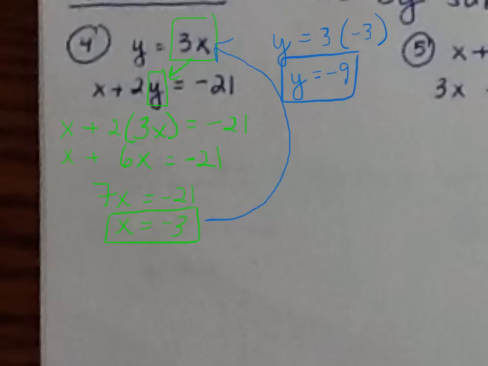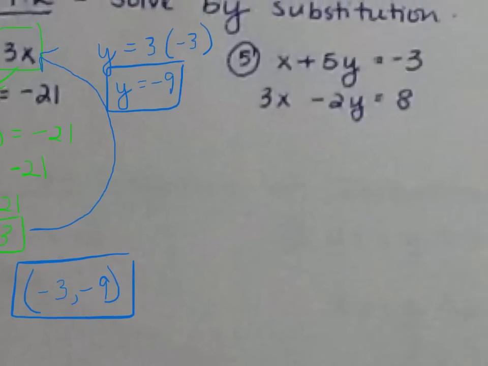And then I always, always, always want you to write the final answer as an ordered pair. Negative 3, negative 9. Because what that means is, if you were to graph both of those lines, then they would meet at a point. They'd meet at the point negative 3, negative 9. Okay, now let's move on to number 5.